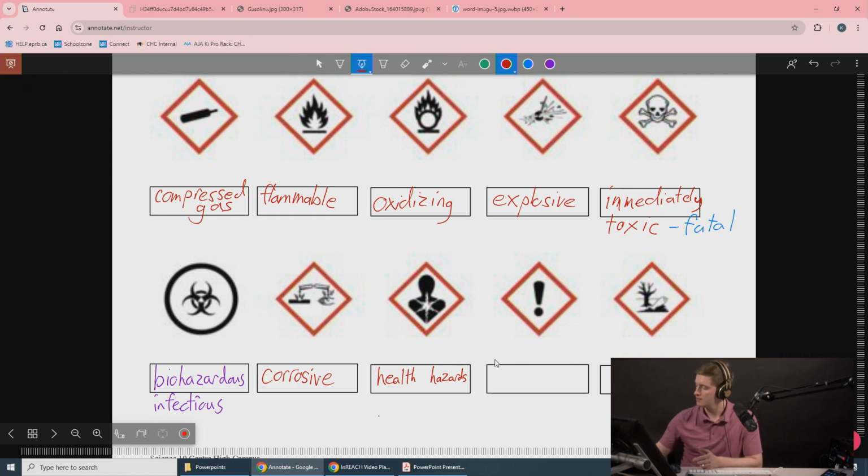This next one is the exclamation mark symbol. That's the literal name for it. You can think of these as irritants, something that's going to cause harm, but not to the same degree as, say, the skull and crossbones. For example, I saw this symbol on a bottle of hand sanitizer, where it can irritate the skin, and if you leave it on the skin, if you don't rub it in, or if you use a lot of it, your skin's going to get dry, it's going to get irritated.